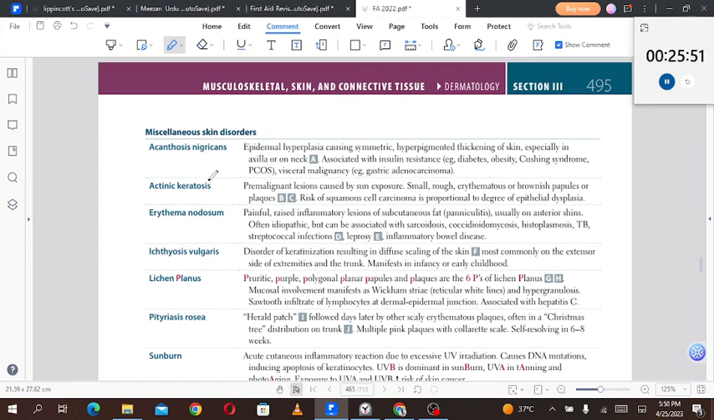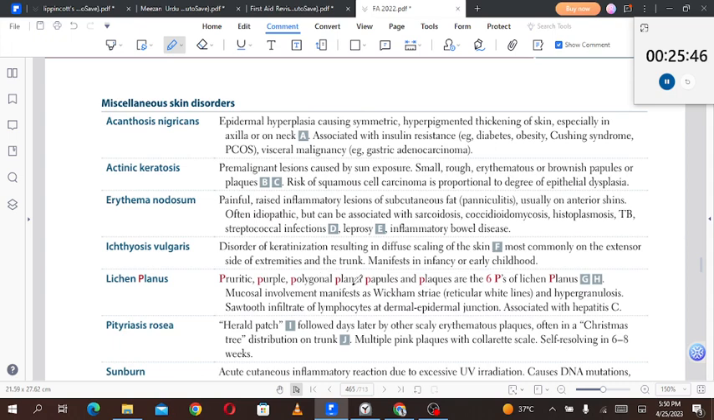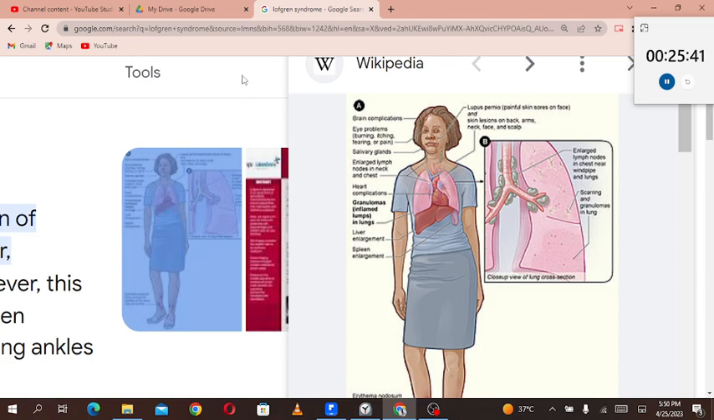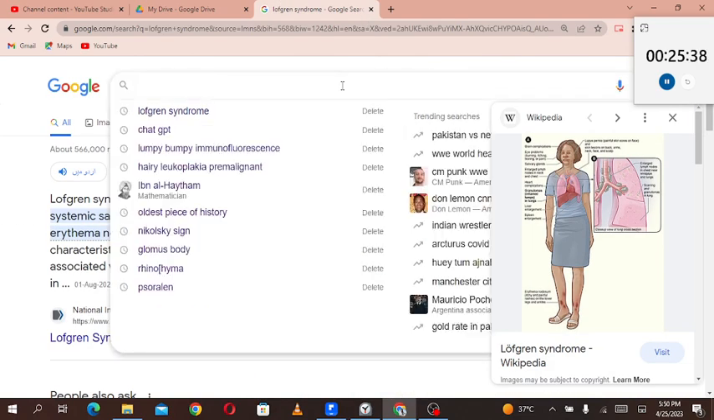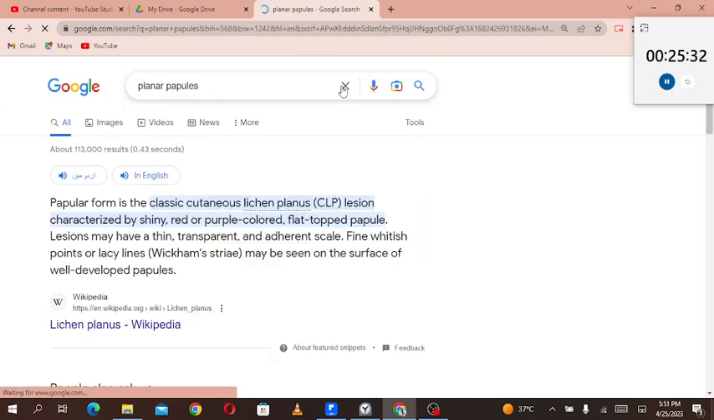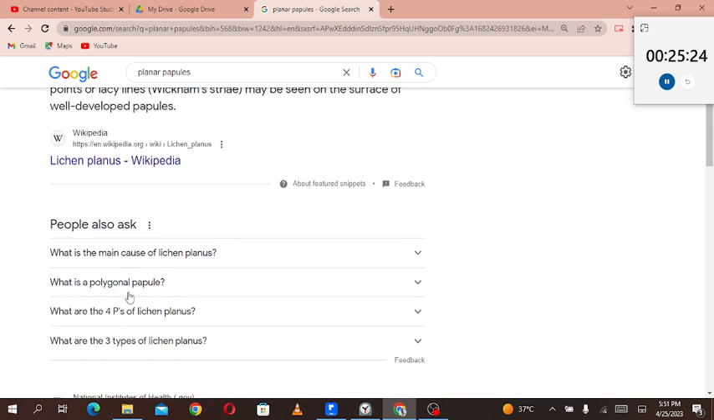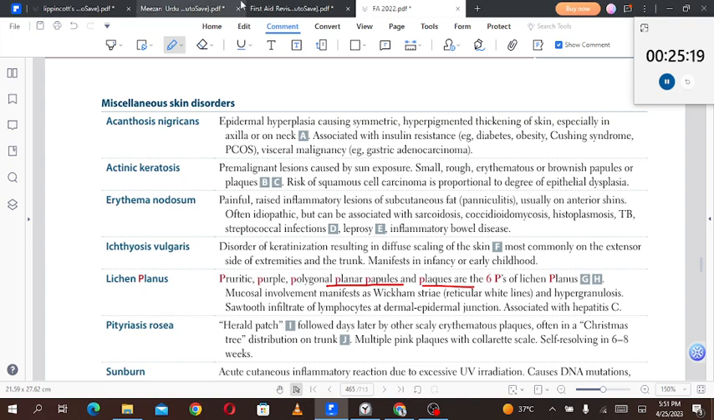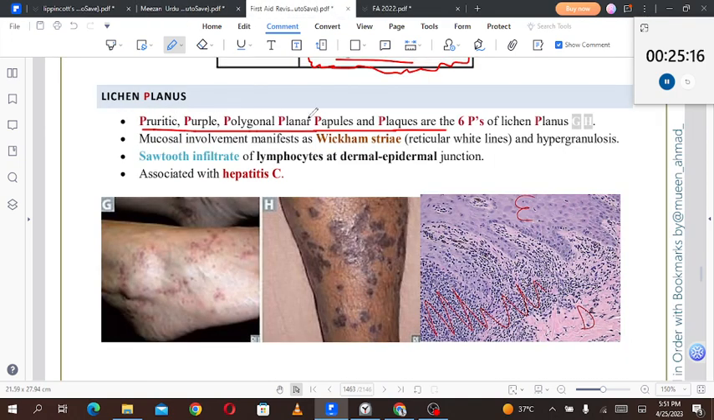Lichen planus must be somewhere over here. Okay, blistering disorders and miscellaneous. Lichen planus. So these are planar papules. Pruritic, purple, polygonal, planar papules, and plaques. What's planar? So planar papule is okay. Planar papule, polygonal papule, so just forget about it. The pruritic, purple, polygonal, planar papules and plaques are the 6 P's of lichen planus.